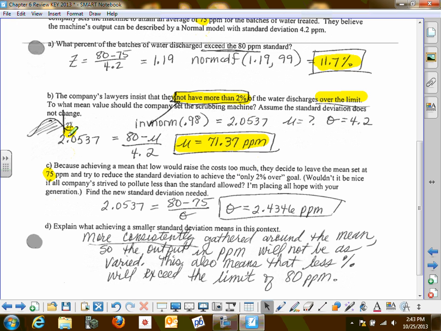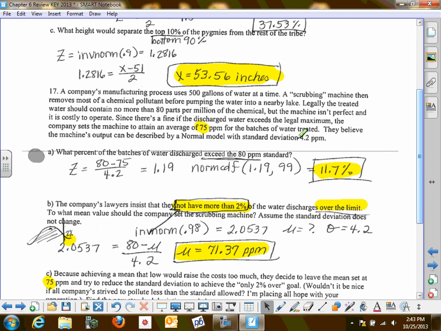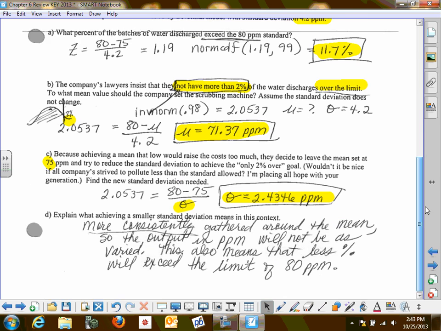So what's the manager or the engineer going to have to do? Make it so that what? You're going to have to make the standard deviation smaller. You're being more accurate. Your data is clustered more closely around the mean. It's sucked in. It's more consistent. So I need to make a smaller standard deviation. Therefore, he designs it so that it has a 2.4 ppm standard deviation as opposed to the 4.2. So see, he had to reduce that standard deviation in the design of the machine.